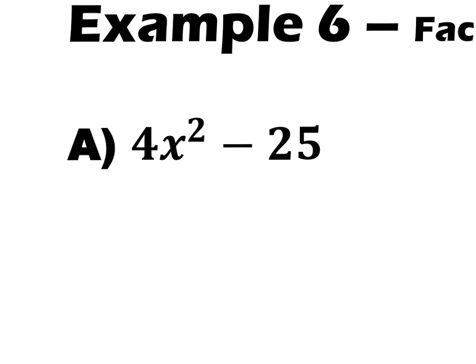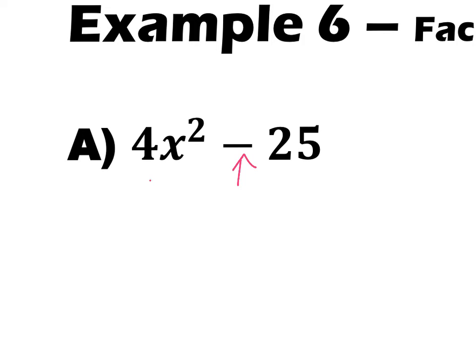Okay. Special patterns. Let's talk about these. Are all going to be special patterns. What do you guys notice? There's no GCF. It's not a trinomial. What do you notice about 4x squared and 25? They're both perfect squares, right? Is this the difference of perfect squares?